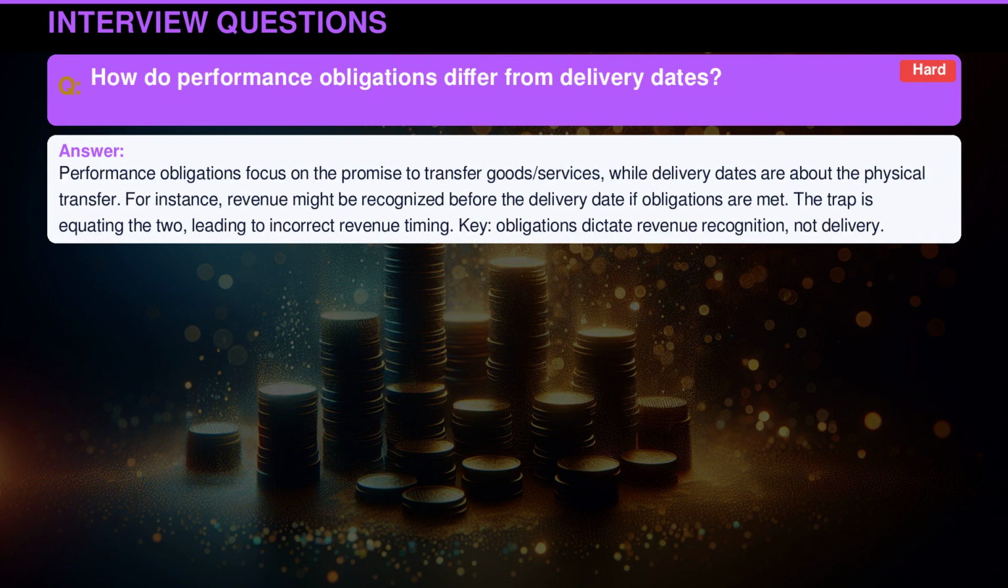Performance obligations focus on the promise to transfer goods or services, while delivery dates are about the physical transfer. For instance, revenue might be recognized before the delivery date if obligations are met. The trap is equating the two, leading to incorrect revenue timing. Key: obligations dictate revenue recognition, not delivery.